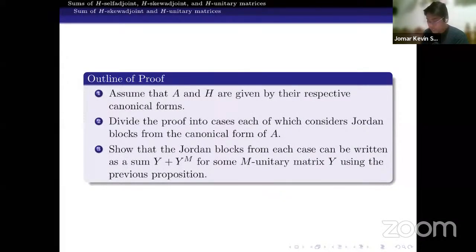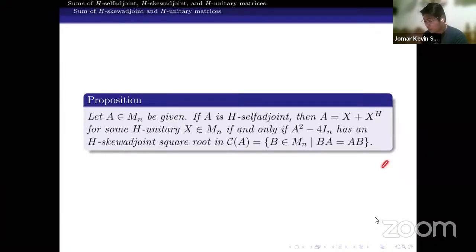Ayan, sorry po. So again, for the third step, we show that the Jordan blocks from each case can be written as a sum Y plus Y to the M for some M unitary matrix. So ito yung desired sum form natin kanina pa na pinag-uusapan natin. Tapos gagamitin natin yung previous proposition to show this. So ito yung previous proposition, recall lang natin. Ayan. Tapos if mapakita natin na bawat Jordan block from each case, sum na siya nito, sum form natin.